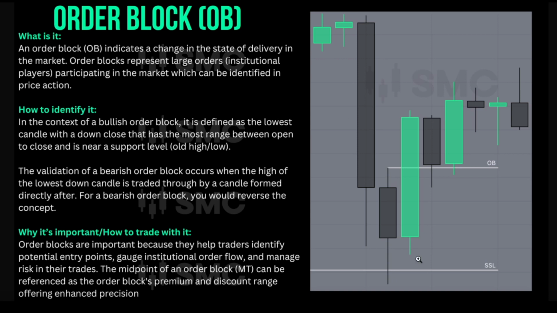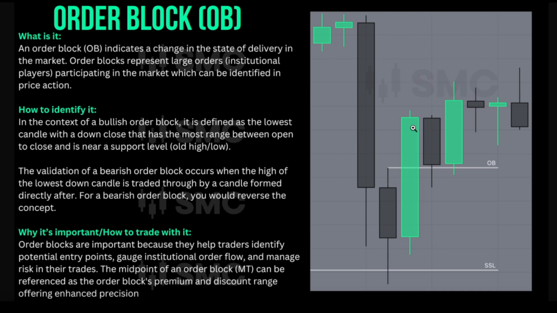In the context of a bullish order block, it is defined as the lowest candle with a down close that has the most range between open to close and is near a support level, an old high or low. The validation of a bullish order block occurs when the high of the lowest candle, this right here, is traded through by a candle formed directly after. For a bearish order block, you would reverse the concept.